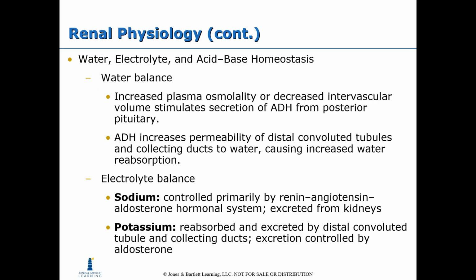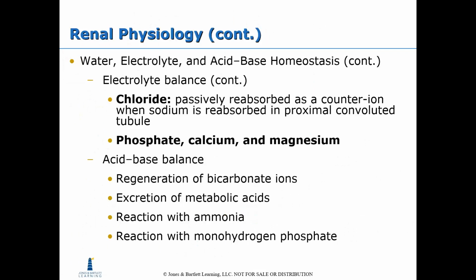Potassium is reabsorbed and excreted by the distal convoluted tubule and collecting ducts. Excretion is controlled by aldosterone. Chloride kind of follows sodium, so it's passively reabsorbed as a counterion when sodium is reabsorbed. Phosphate, calcium, and magnesium are also reabsorbed. As far as acid-base balance, the regeneration of bicarbonate ions, excretion of metabolic acids, reaction with ammonia, and reaction with monohydrogen phosphate all affect the pH of the blood.